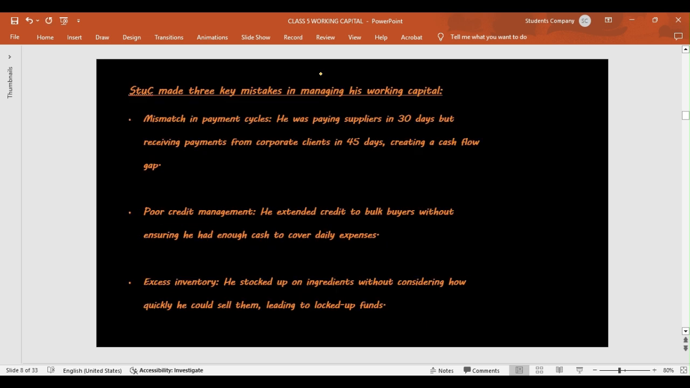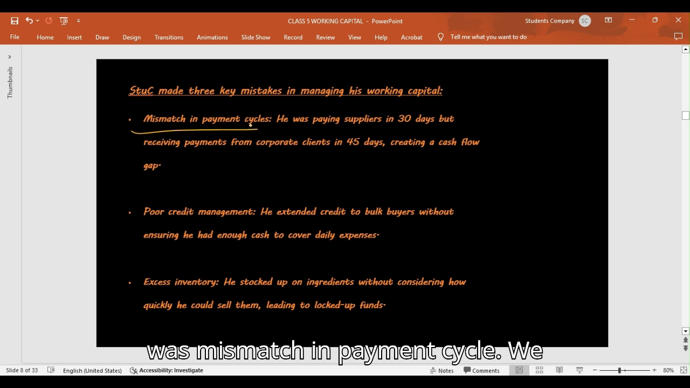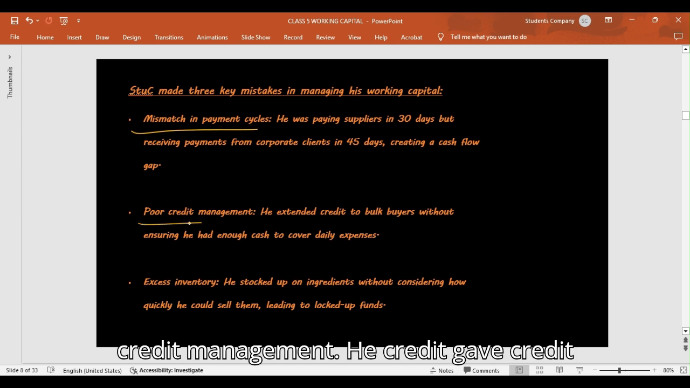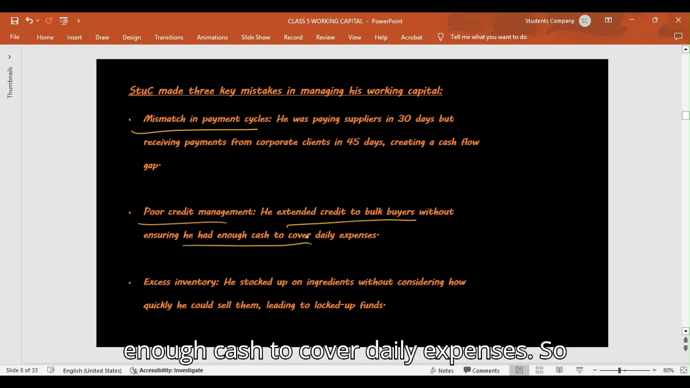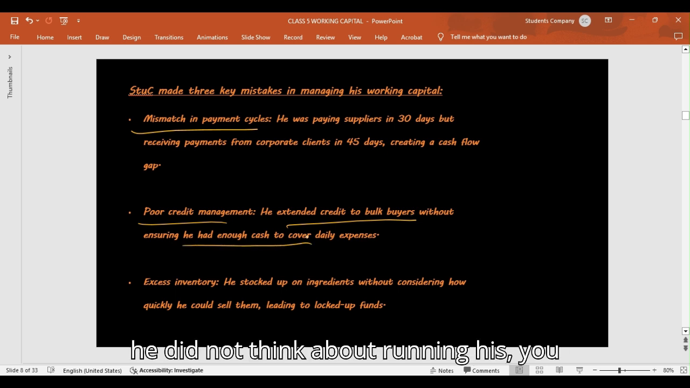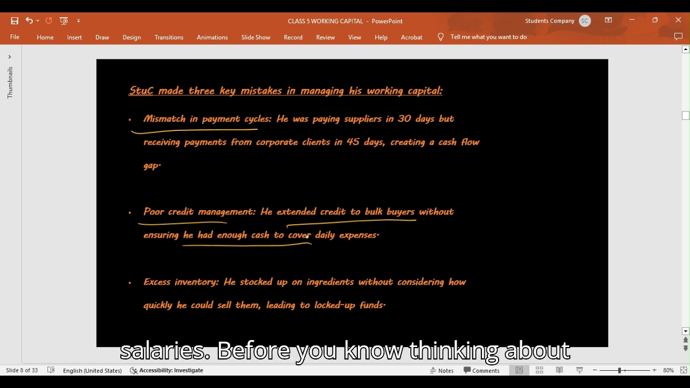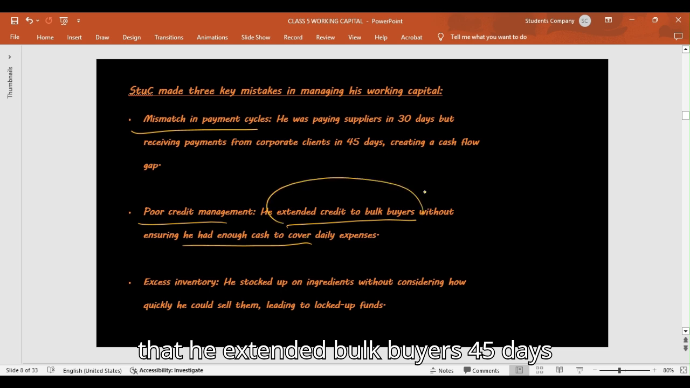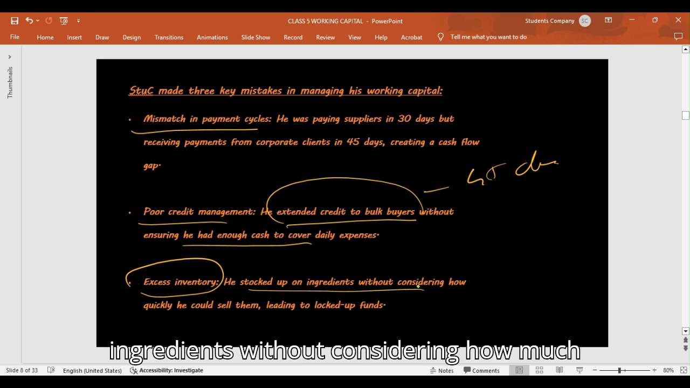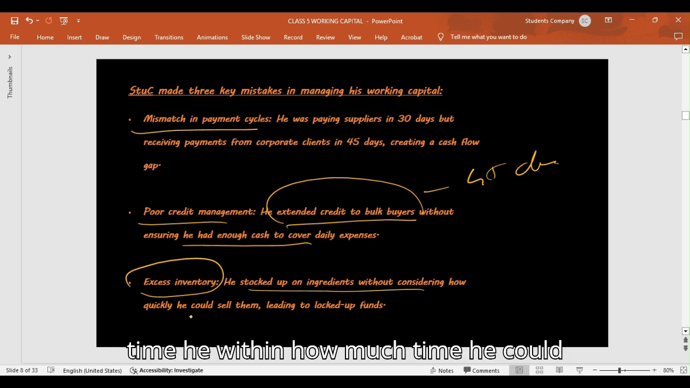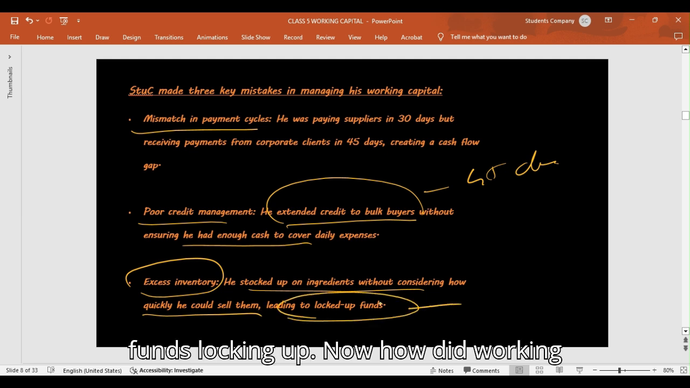concept. Now, Stussy made three mistakes in managing his working capital. What were they? First was mismatch in payment cycle. We discussed that. Then there was poor credit management. Gave credit to bulk buyers without ensuring he had enough cash to cover daily expenses. So he did not think about paying his bills, rent, and salaries. Before thinking about that, he extended bulk buyers a 45 days period for payment, and he always kept excess inventory, stocked up unnecessary ingredients without considering how much time he could sell them. So this all led to funds locking up.